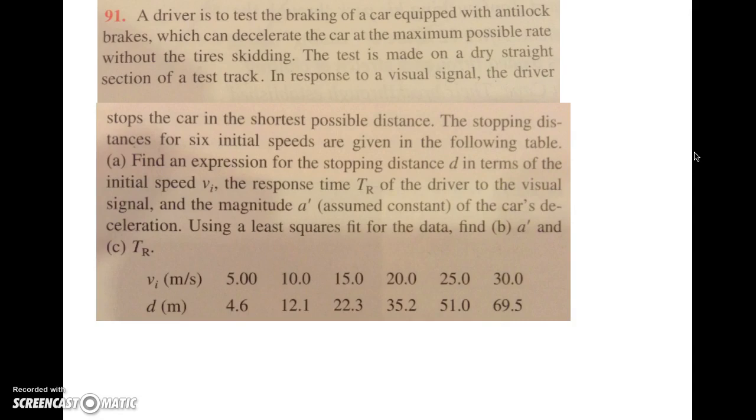A driver is to test the braking of a car equipped with anti-lock brakes, which can decelerate the car at the maximum possible rate without the tires skidding. The test is made on a dry, straight section of a test track. In response to a visual signal, the driver stops the car in the shortest possible distance. The stopping distances for 6 initial speeds are given in the following table. A. Find an expression for the stopping distance d in terms of the initial speed v, the response time tr of the driver to the visual signal, and the magnitude a, which is assumed to be a constant.